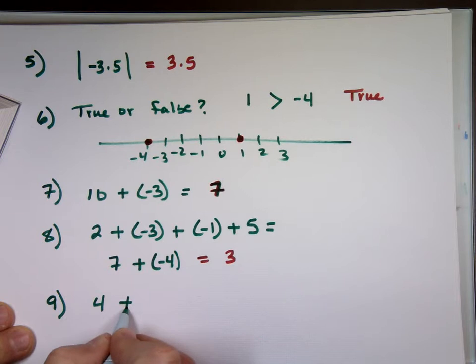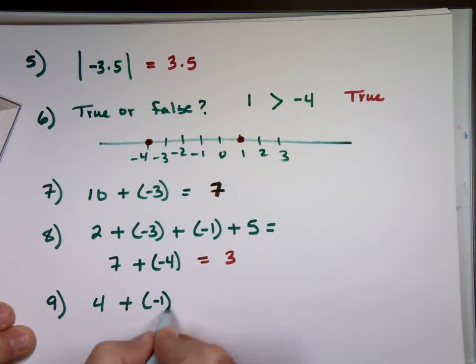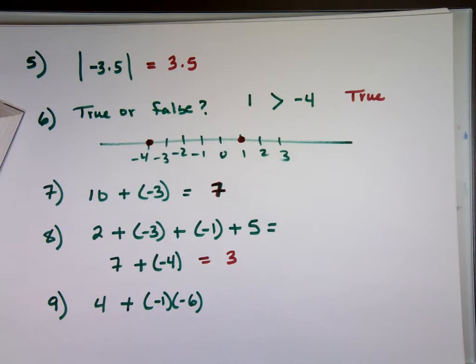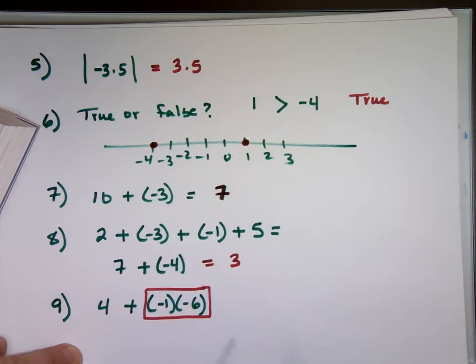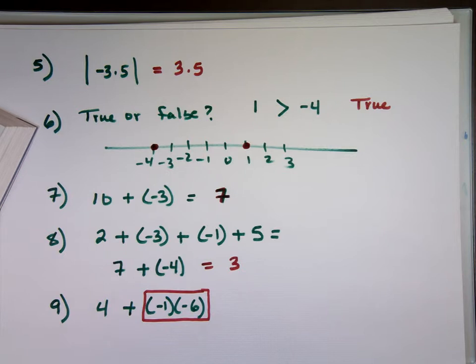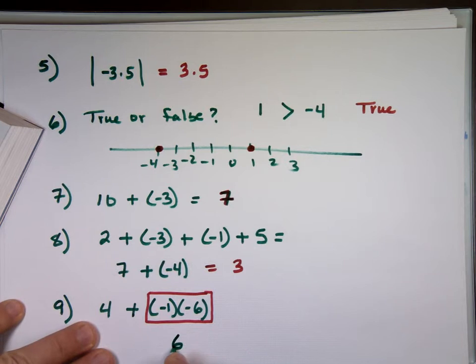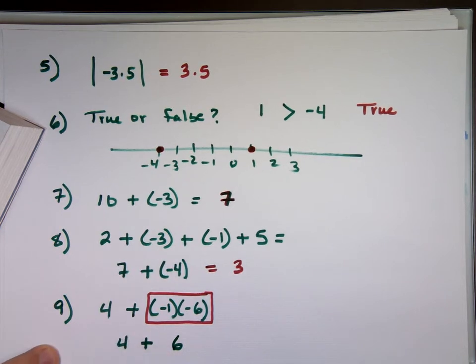Four plus negative 1 times a negative 6. That's how your test is going to look like when you take it. Order of operations. You have to do multiplication before addition. You got to do this one first. When you're multiplying, if the signs have the same sign, the result is positive. Different sign, the result is negative. That's the same sign. What's minus 1 times a negative 6? 6, yep. Plus the 4, so your answer should be what? 10.